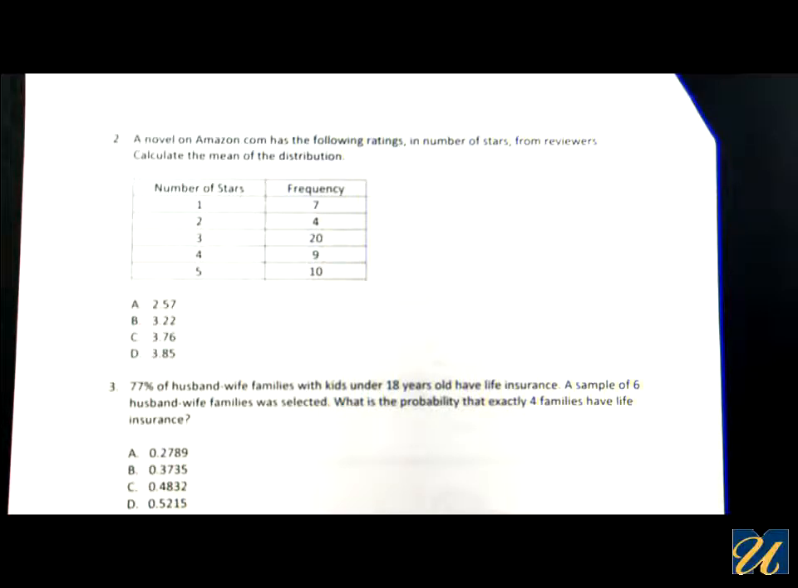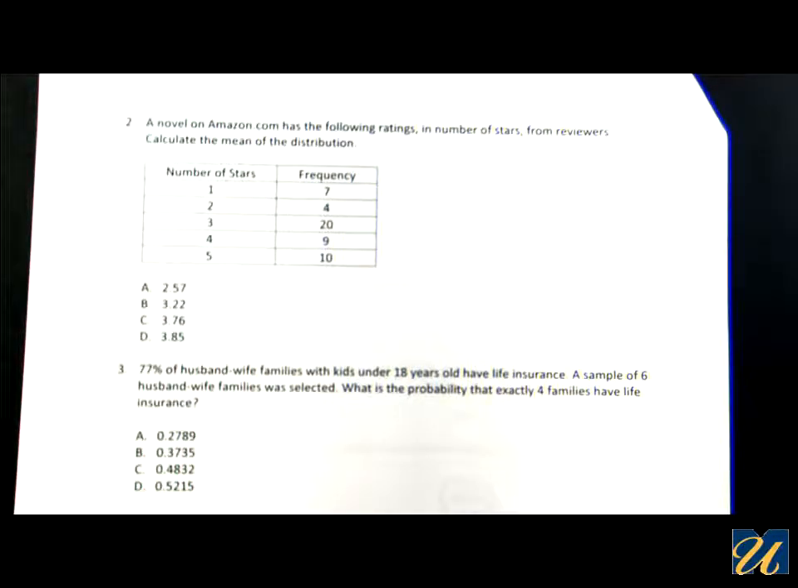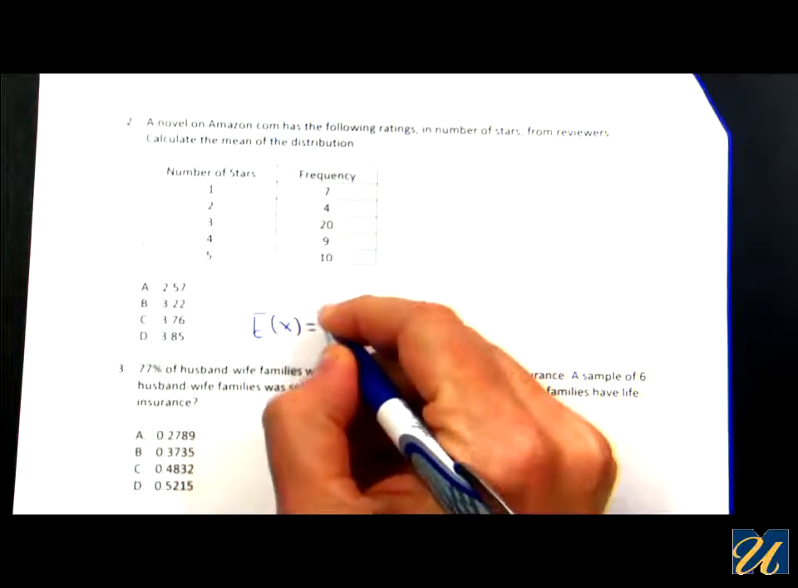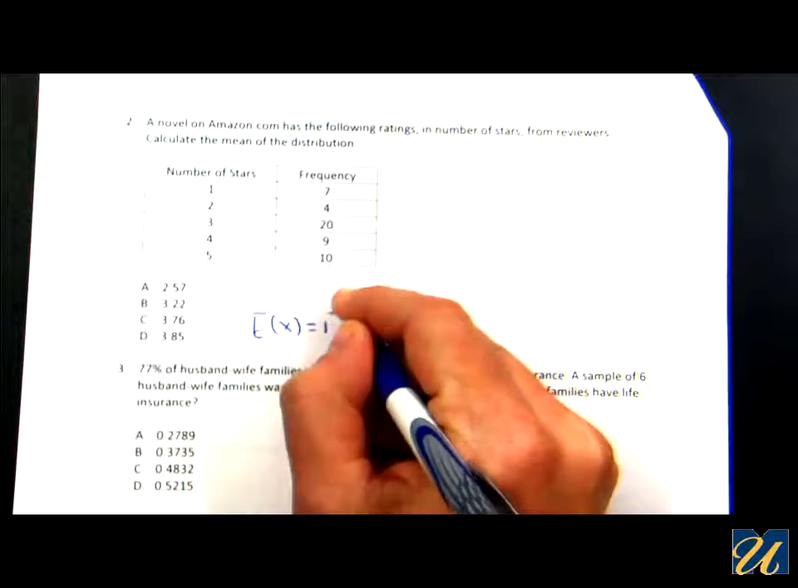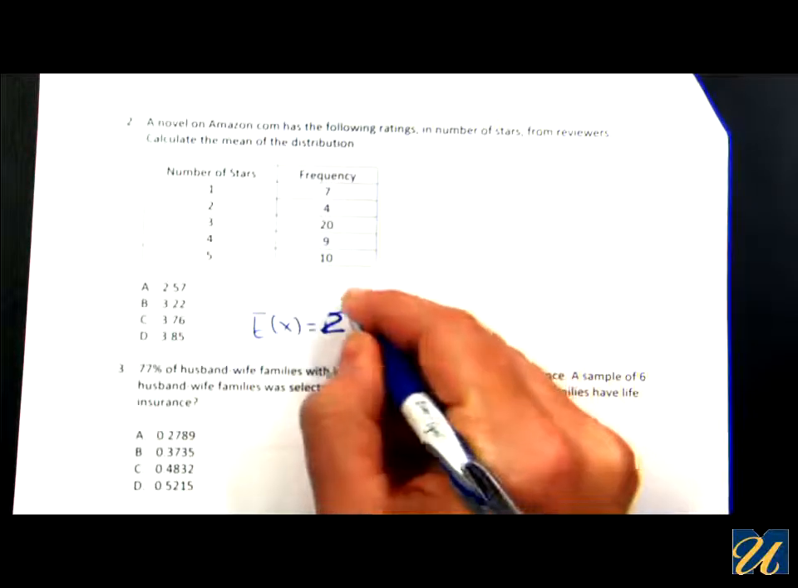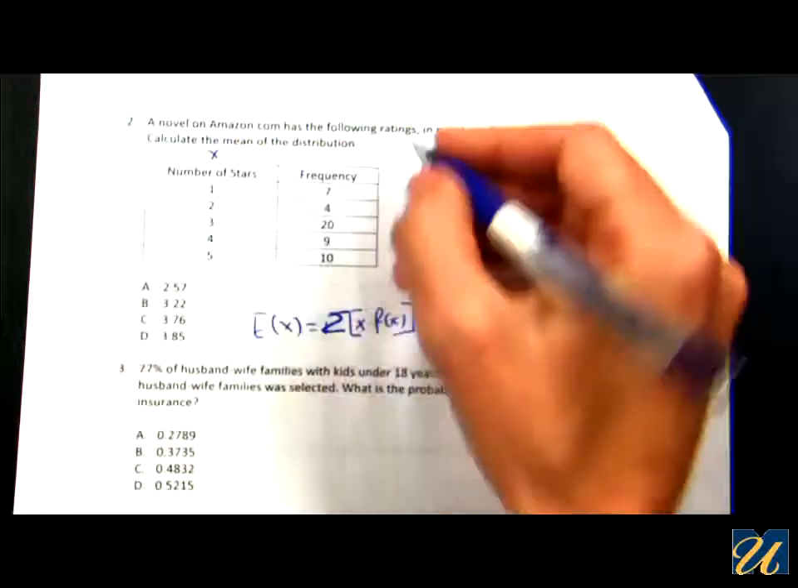A novel on Amazon.com has the following ratings in number of stars from reviewers. Calculate the mean of the distribution. So all you're given are possible outcomes alongside the corresponding frequencies, which means in order for us to calculate the expected value, the average for a discrete probability distribution, keep in mind that if x is equal to n, the sum of x times f of x. The sum of x times f of x. So we have x, but we need to find f of x.